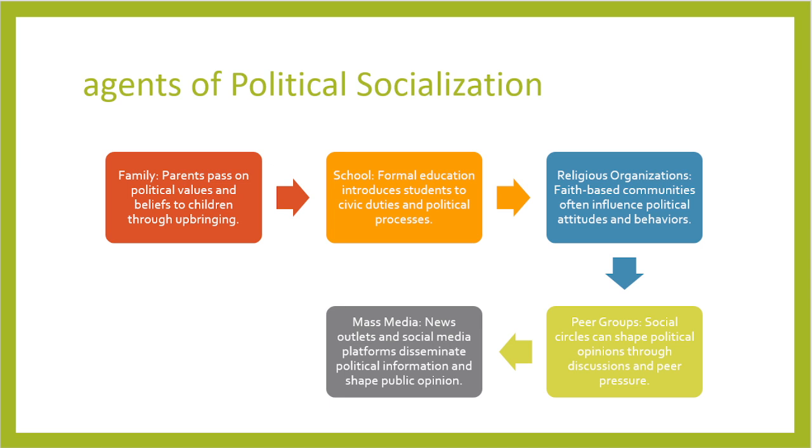Now, family. Parents pass on political values and beliefs to their children through their upbringing. So parents teach their children the family values and groom them at the family level before they go to school. Now, when they go to school, another agent is formal education. Formal education introduces students to civic duties and political processes. So they get to be introduced to the ideas of democracy, civic duties, citizenship, etc.